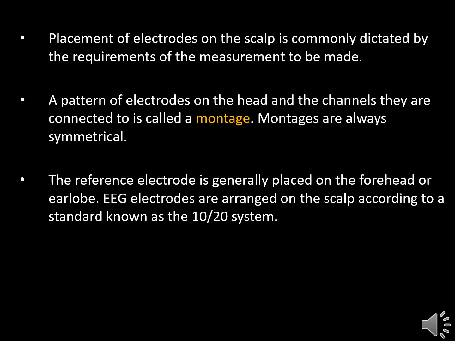Placement of electrodes on the scalp is commonly dictated by the requirements of measurement to be made. A pattern of electrodes on the head and the channels they are connected to is called a montage. Montages are always symmetrical. The reference electrode is generally placed in a non-active site such as forehead or earlobe. EEG electrodes are arranged on the scalp according to a standard known as the 10-20 system adopted by the American EEG Society. The system is so named because electrode spacing is based on intervals of 10 and 20% of distance between specified points on the scalp. The 10-20 electrode configuration is illustrated in the figure.